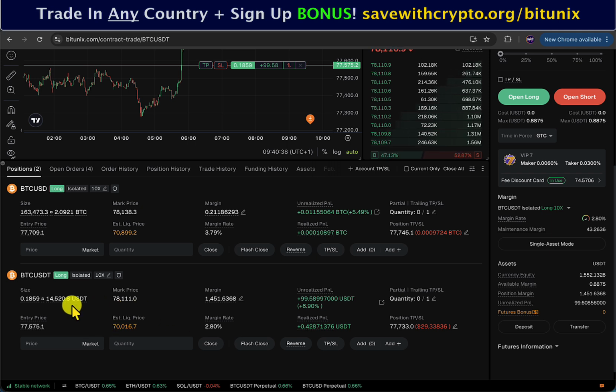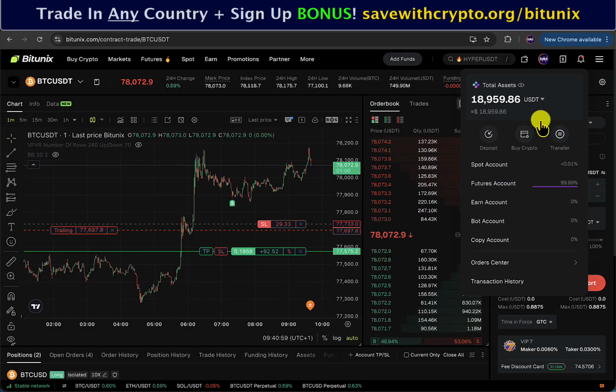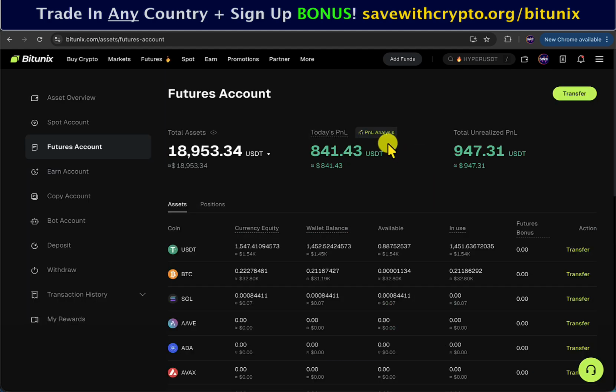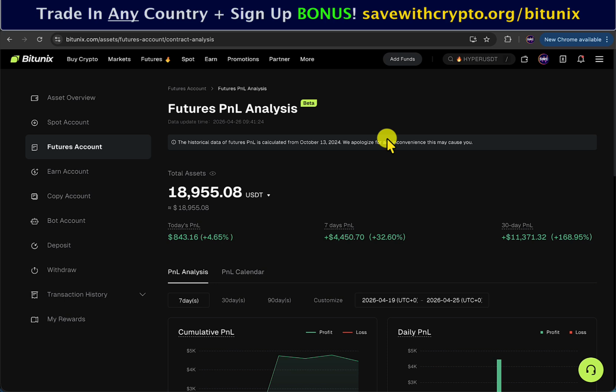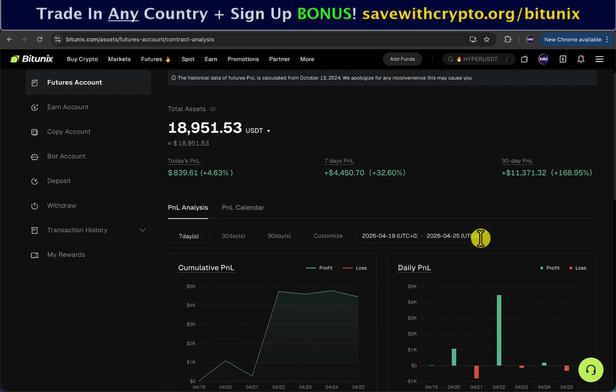So this one has a smaller position size of $14,500. Now this has actually been going really well recently. This was an account that was $300 in January. And if we look, for example, at the profit and loss analysis, you can see that the P&L over the last 30 days has been $11,371. And the 7 days P&L is $4,450. And today it's $815.